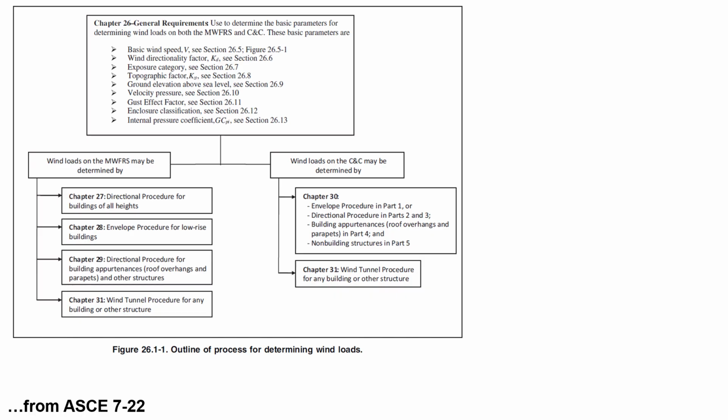MWFRS refers to the main wind force resisting system, and C&C refers to the components and cladding. For our example, we are interested in how the wind loads affect the post supports of the billboard, which are considered to be the main wind force resisting system of the billboard. And since this isn't a building type structure, it falls under Chapter 29 as an other structure.